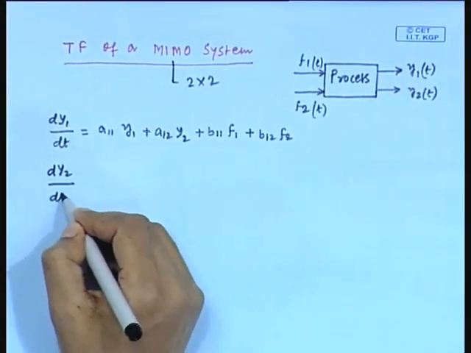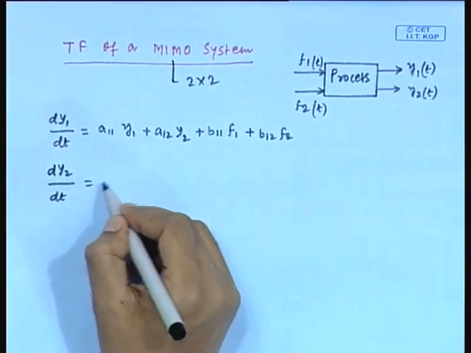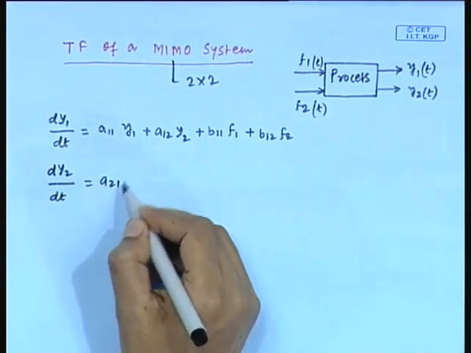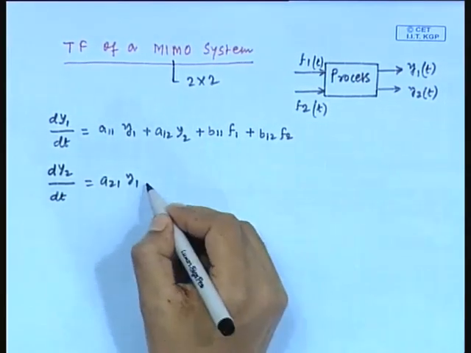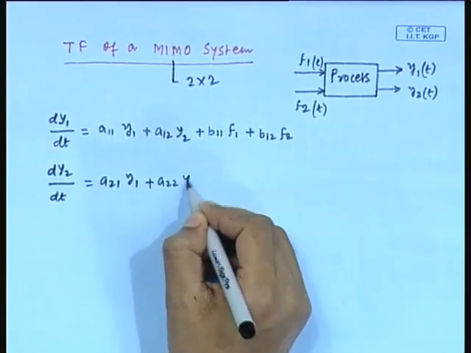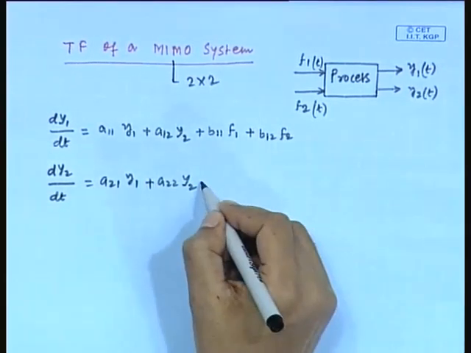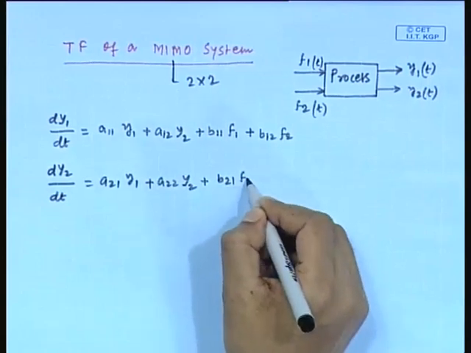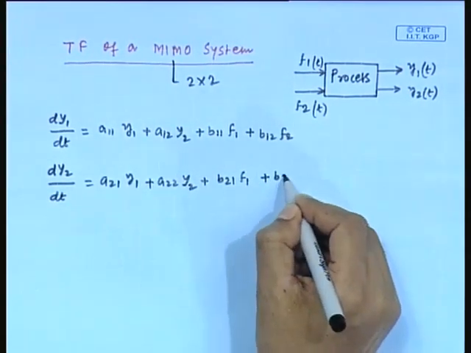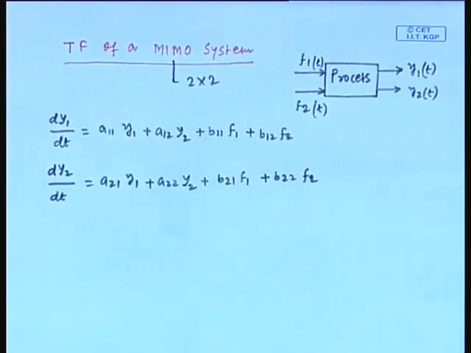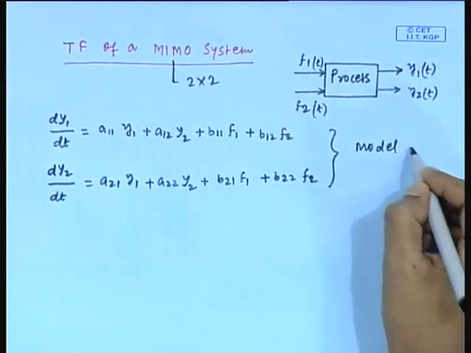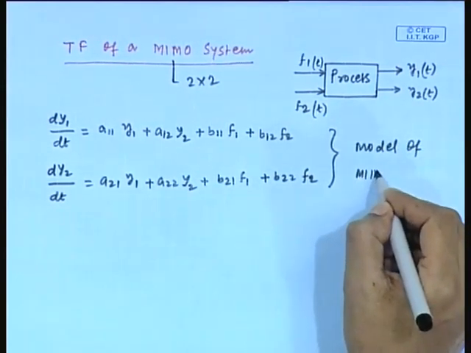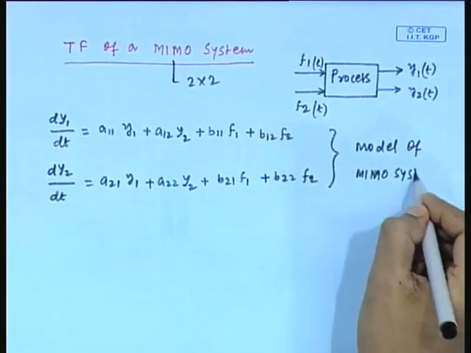Similarly, for the second output y2, we have the linear model represented by this equation: dy2/dt equal to A21 y1 plus A22 y2 plus B21 f1 plus B22 f2. So, this is the model of the 2 by 2 system, I mean MIMO system.